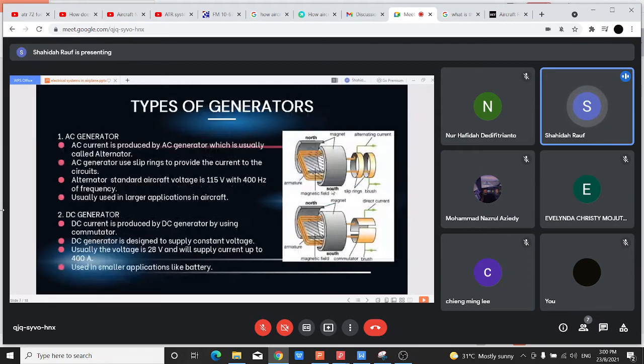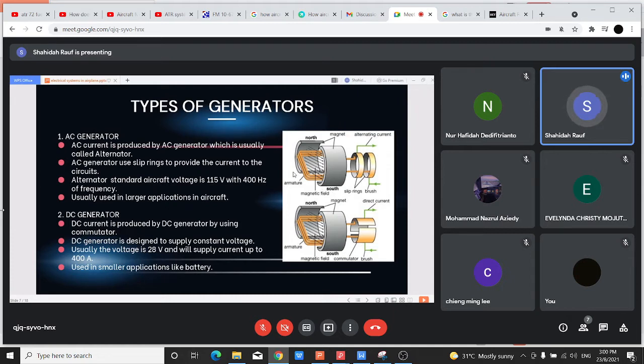So there are two types of generators. Like I said just now, the first one is the AC generator. AC current is produced by the AC generator, which is usually called an alternator. The AC generator uses slip rings to provide the current to the circuits. Alternator standard aircraft voltage is 115 volts with 400 hertz of frequency. It is also usually used in larger applications in aircraft.